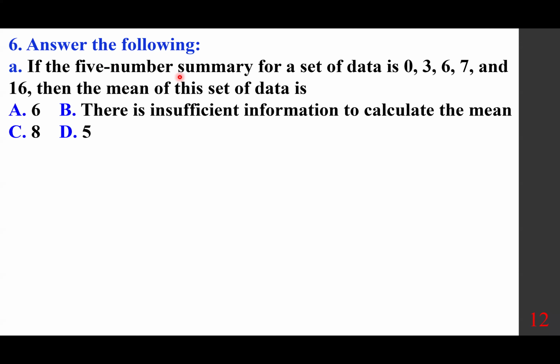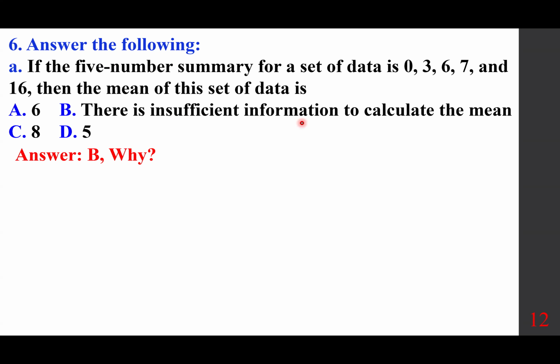Answer the following: if the 5-number summary for a set of data is given as 0, 3, 6, 7, and 16, then the mean of this set of data is definitely part B. There is insufficient information to calculate the mean.